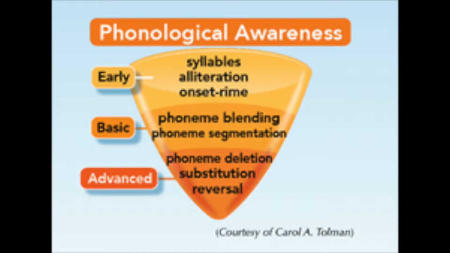Older students, 2nd grade and up, should be working on more advanced skills like substitution or reversal. Younger students, kindergarten and 1st grade, would likely benefit from starting with phoneme counting and blending and then moving towards advanced skills. Our pre-K students likely would benefit from word segmenting and syllable segmenting.